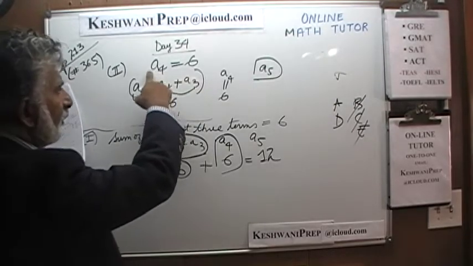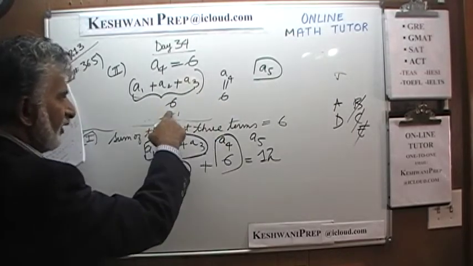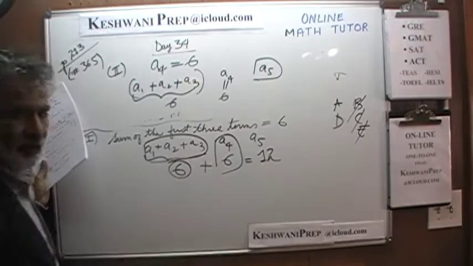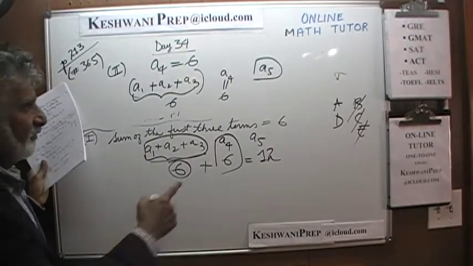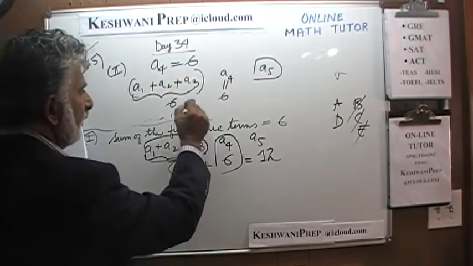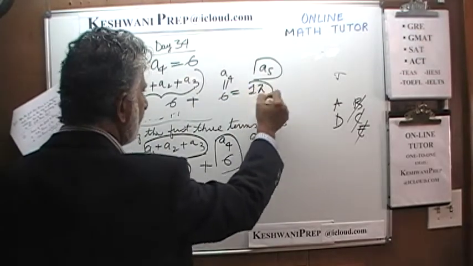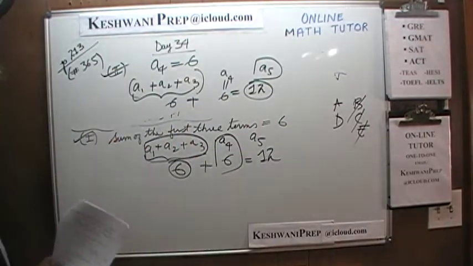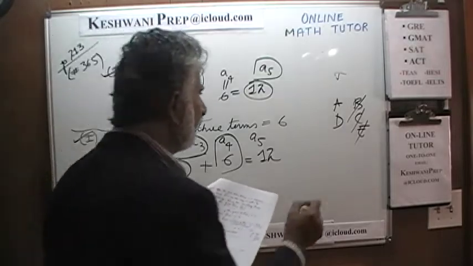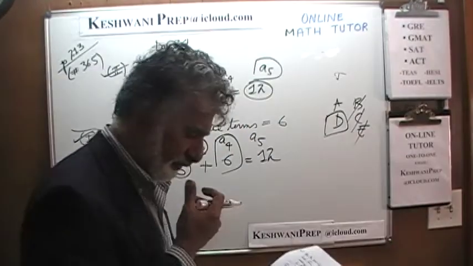The fourth term is simply the sum of the previous three terms. So if they tell us that the fourth term is 6, then the sum of the first three terms is 6 also. How do you suppose we get A5, the fifth term? The fifth term is simply the sum of all the previous four terms, which is simply 12. The second statement does the job nicely as well. The answer here is D. The answer is B.